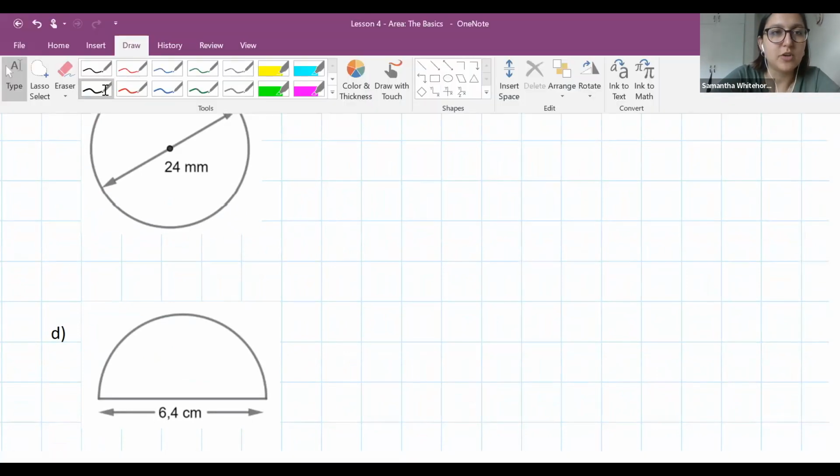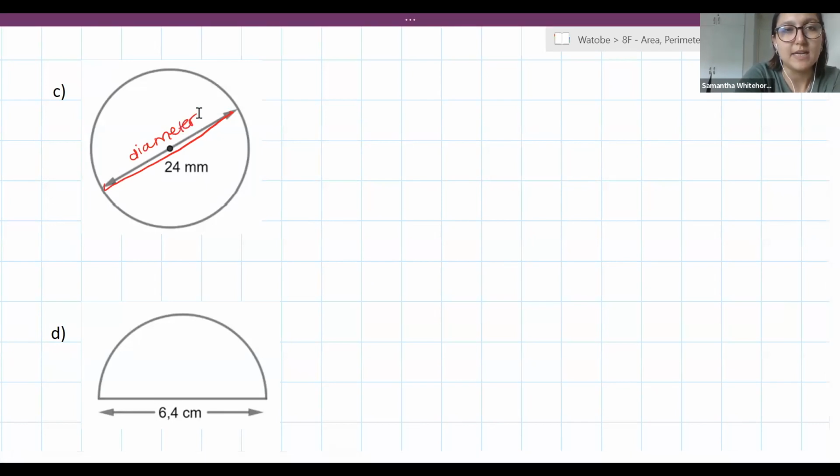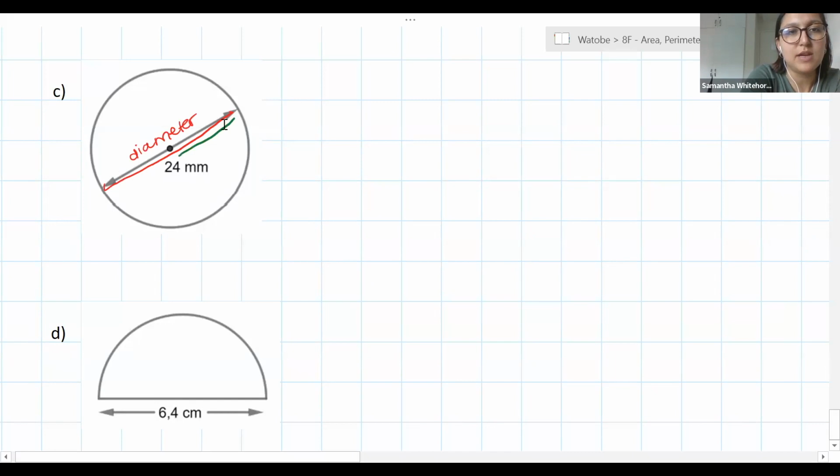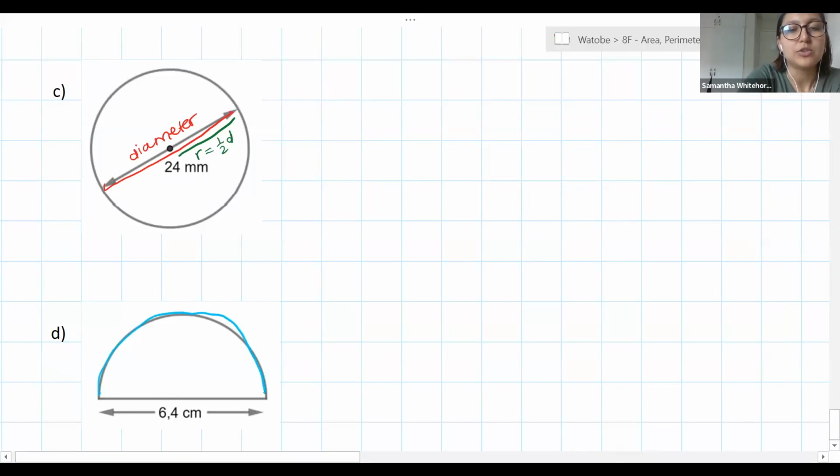So C and D, you've got a circle. Please remember that if I give you the whole length, what I'm giving you is the diameter. Now, importantly, if you need the radius, which you do in order to find area, the radius is always equal to half of your diameter. That's the first thing. Second thing, in question D, I have only given you half a circle. So think about what that means when working out the area of the shape.